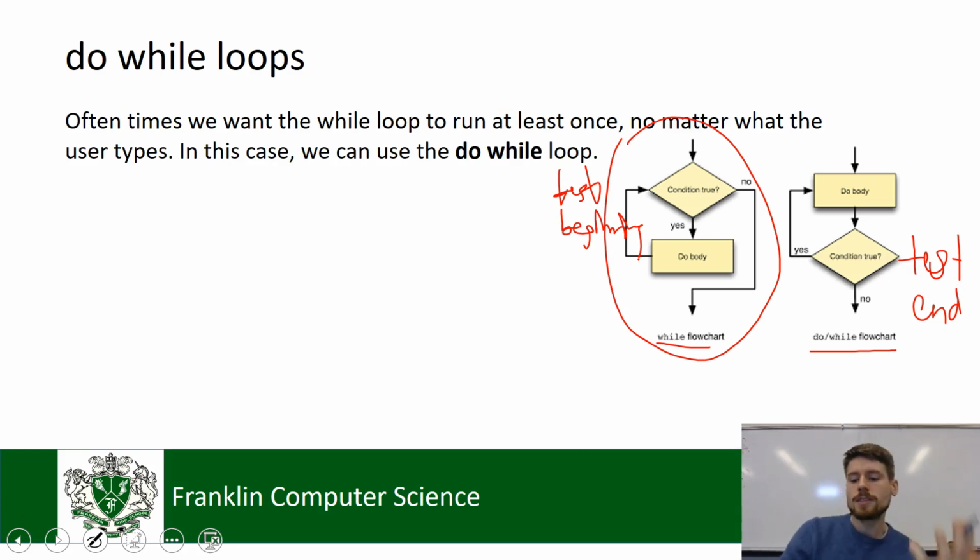Okay, so you're going to use a do while loop if you want the loop to always run at least once. So no matter what they type, if you guaranteed you want to get at least one piece of information from them, then you want to use a do while loop over a while loop, because you want that to run once no matter what, and then go back to the top if they do something that's invalid.